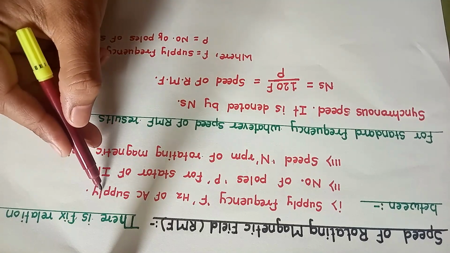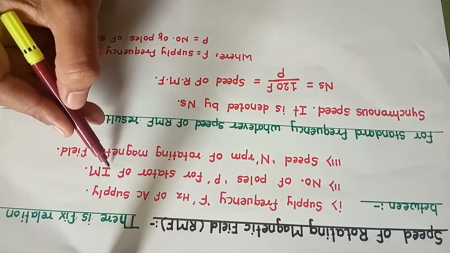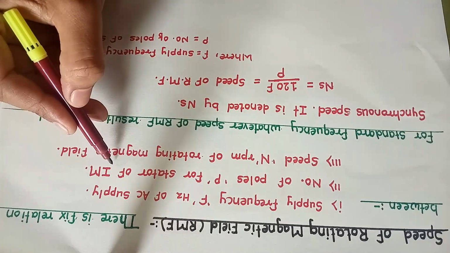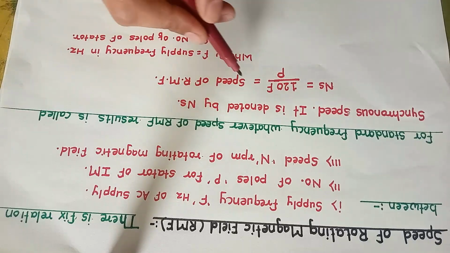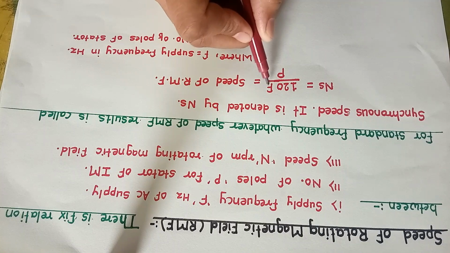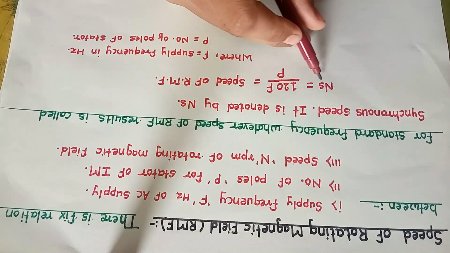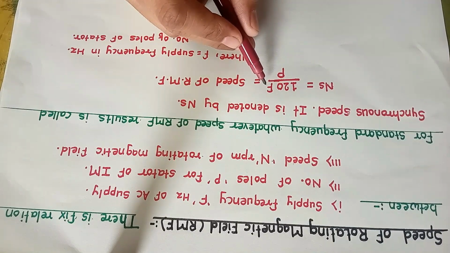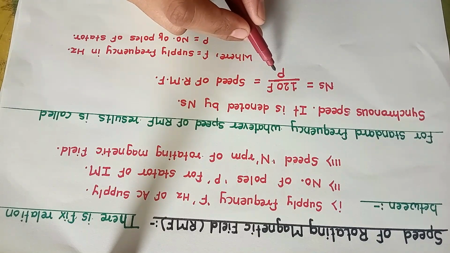in rpm, the supply frequency f in hertz, and the number of poles of a stator. Okay, so what is this fixed relation? The fixed relation is ns equals 120 f by p. So for a standard frequency f, whatever the value of ns we get, that ns is called the synchronous speed, and that is the speed of rotating magnetic field. In this formula, f is our standard frequency and p is the number of poles.